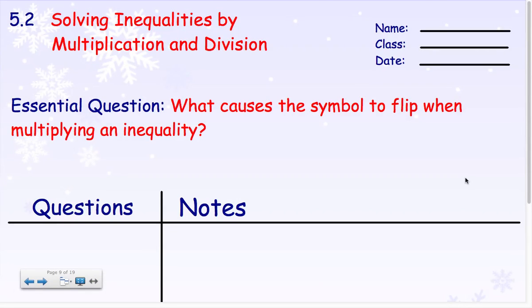Lesson 5-2, Solving Inequalities by Multiplication and Division. Essential question: What causes the symbol to flip when multiplying an inequality?